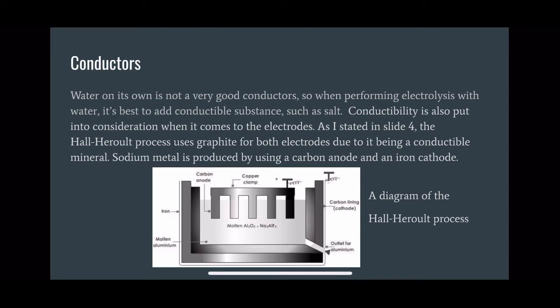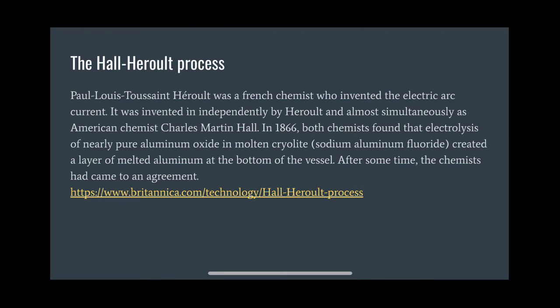Conductors. Water on its own is not a very good conductor, so when performing electrolysis with water, it is best to add a conductive substance, such as salt. Conductivity is also put into consideration when it comes to the electrodes. As I stated in slide 4, the Hall-Héroult process uses graphite for both electrodes due to it being a conductive mineral. Sodium metal is produced by using a carbon anode and an iron cathode.